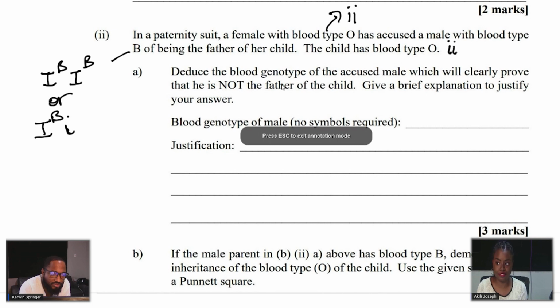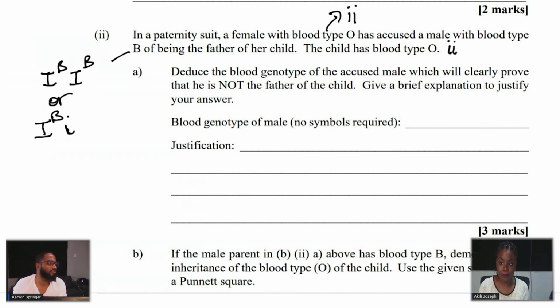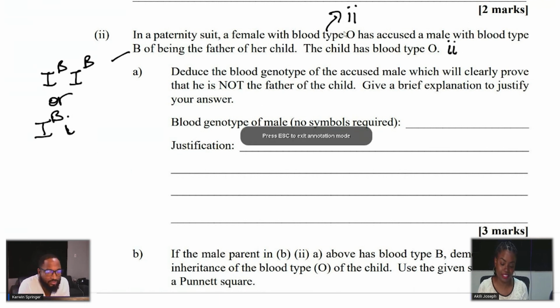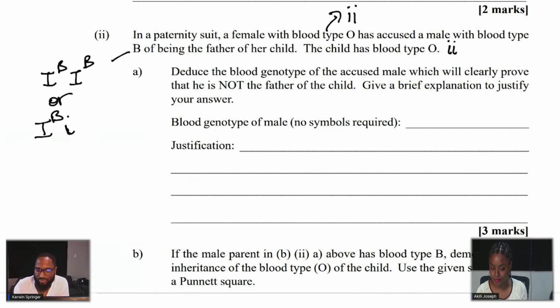So they're asking you, deduce the blood genotype of the accused male, which will clearly prove that he is not the father of the child, right? So if he is this genotype, it means that he could still give this small I, and that could be the child. That could be his child. But if he is this, he has no small I to give. So therefore, he could never make a child who would be II with this specific woman. So then the genotype of the dad would have to be BB. Well done, Michael John. Yes. The phenotype of daddy would have to be this, right? He can't have any small I's to give.